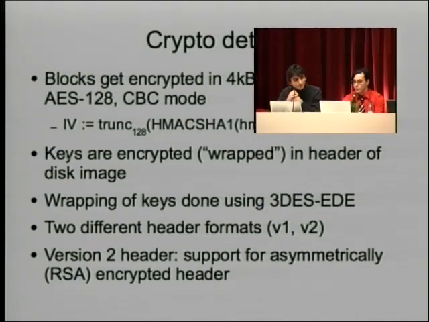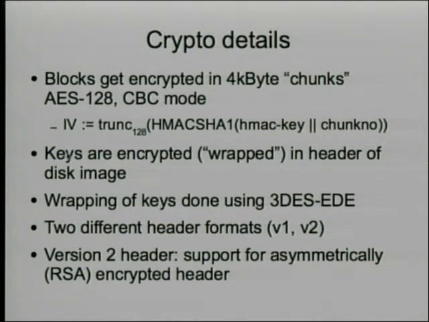And there's a key that's used for generating these IVs, and that's the HMAC key. I'll go into where these keys come from in a second, but for now it's just an HMAC key. Basically what you do is you take this HMAC key, prepend the chunk number, and then apply the HMAC. That truncated to the first 128 bits gives you the IV for this chunk.